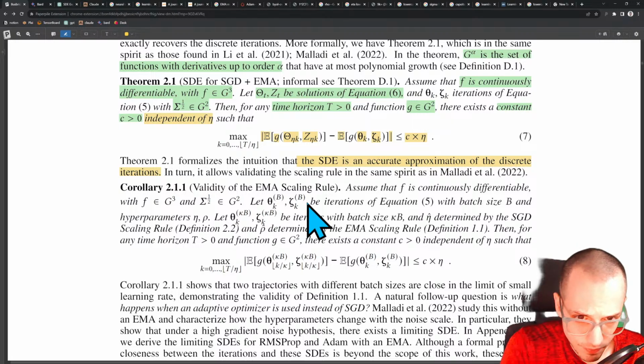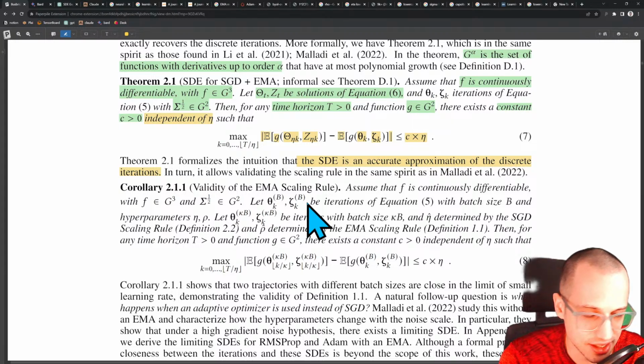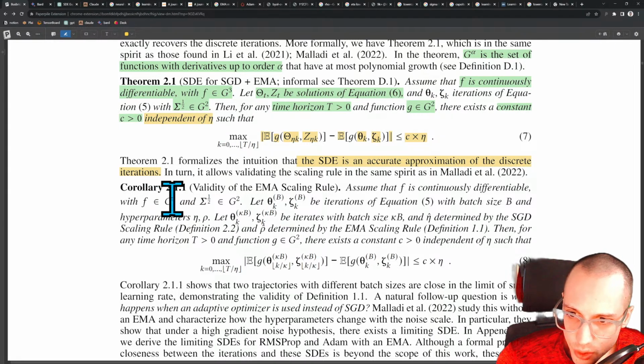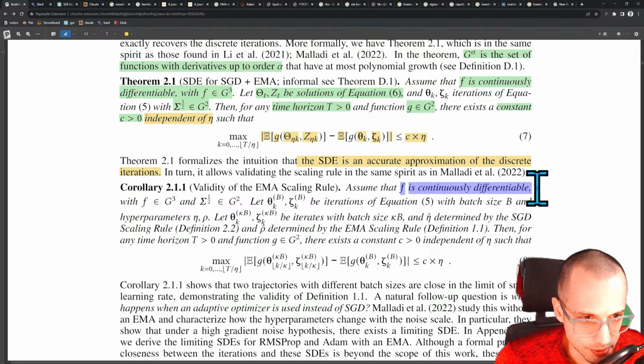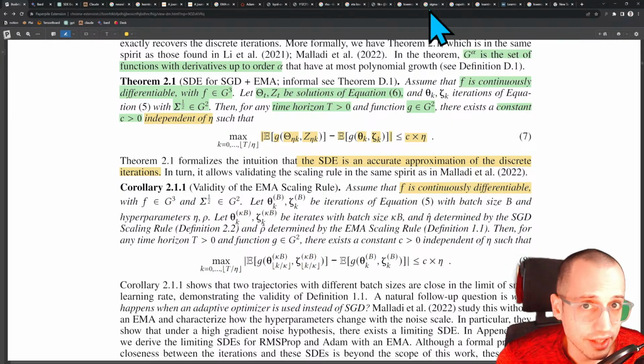Okay. So now that we've proved that thinking about these as discrete SDEs is totally fine, let's go further. And okay, what are we going to do further? Corollary 2.1.1. Assume that f is continuously differentiable. So continuously differentiable just means that you can take the derivative at any point, right?